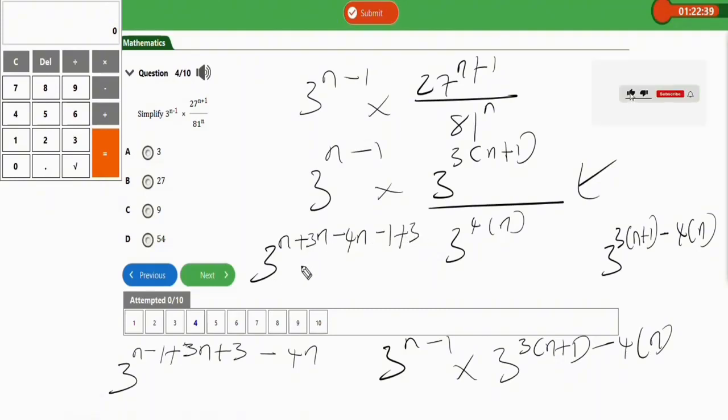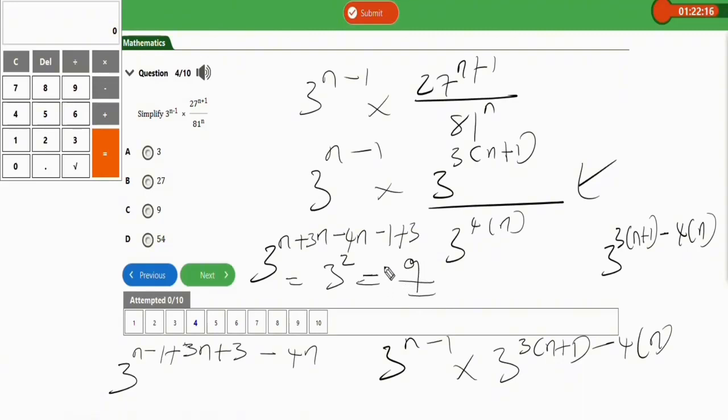Alright, so when you break this down, you're going to have n plus 3n, that's 4n. 4n minus 4n is 0. So we have, which will give us 2. So you will have 3 to the power 2. So when you simplify 3 to the power of 2, that's 3 times 3 which equals 9. And that will be the answer of this question.